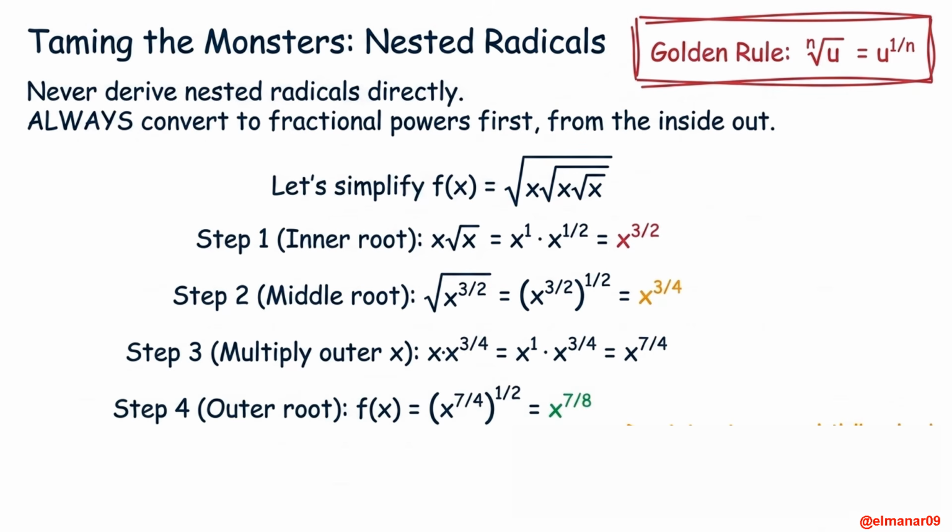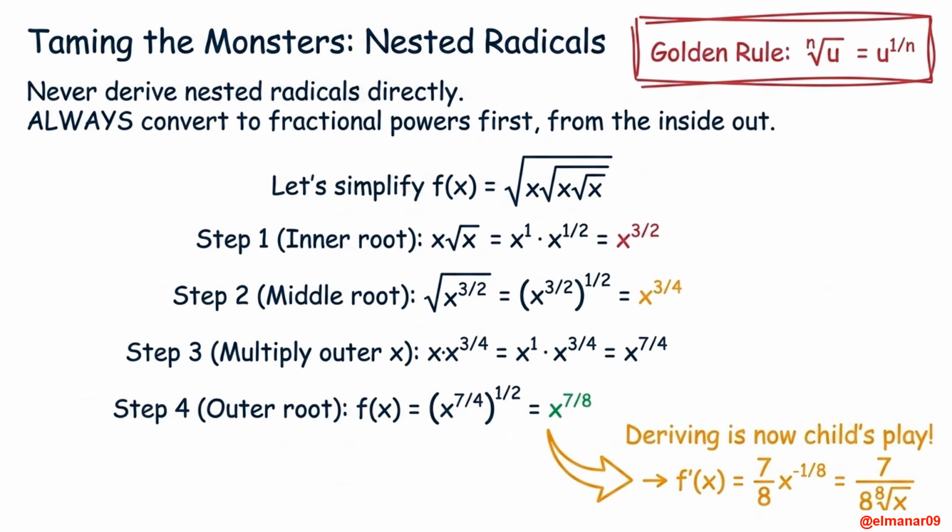Step 4. Apply the final outer root. x to the 7/4 to the 1/2 is x to the 7/8. Now, deriving is child's play. Just apply the power rule to get 7 over 8 times x to the negative 1/8. This is how you turn a monster into a simple kitten.